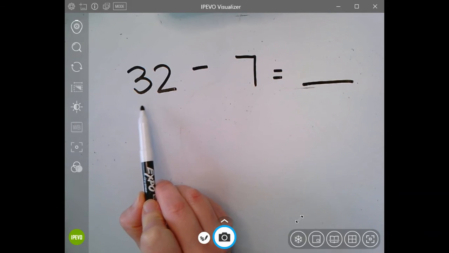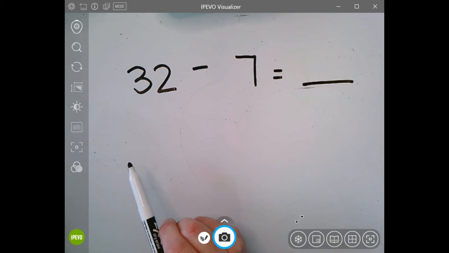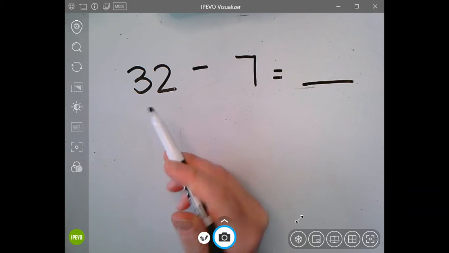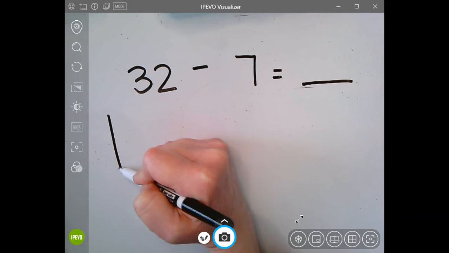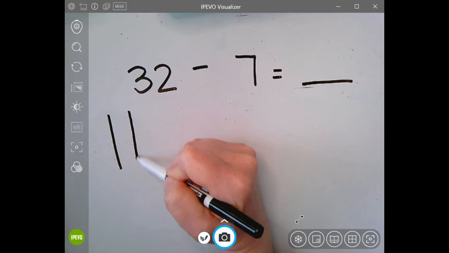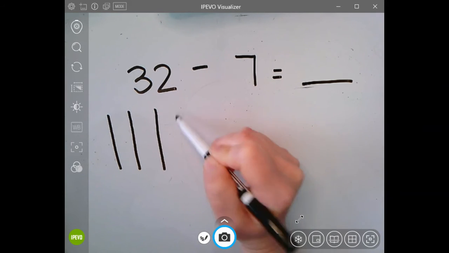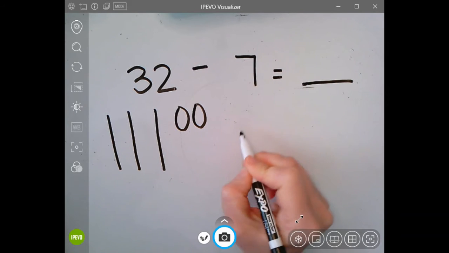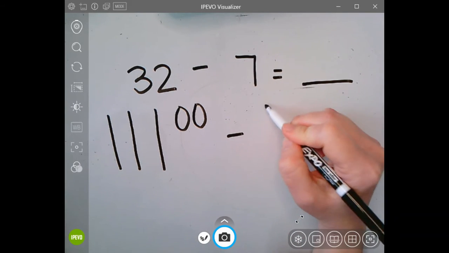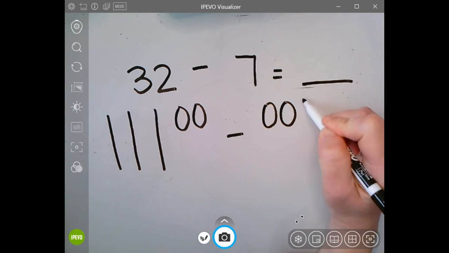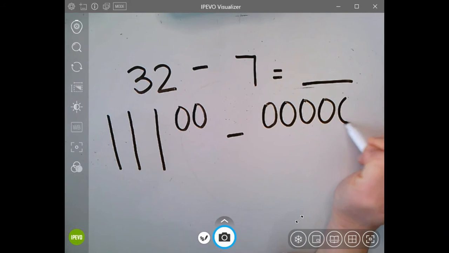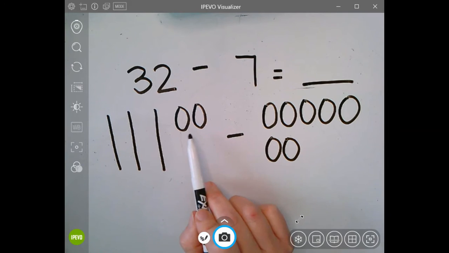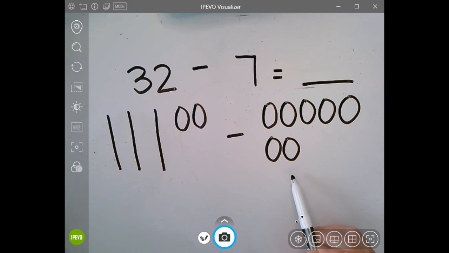So whenever you have a problem like this, always start off by representing your numbers using your sticks and stones. So let's show what 32 would look like. I have 10, 20, 30, 31, 32. Bring down your minus sign. Minus 1, 2, 3, 4, 5, 6, 7. Remember to keep your stones nice and organized, okay?